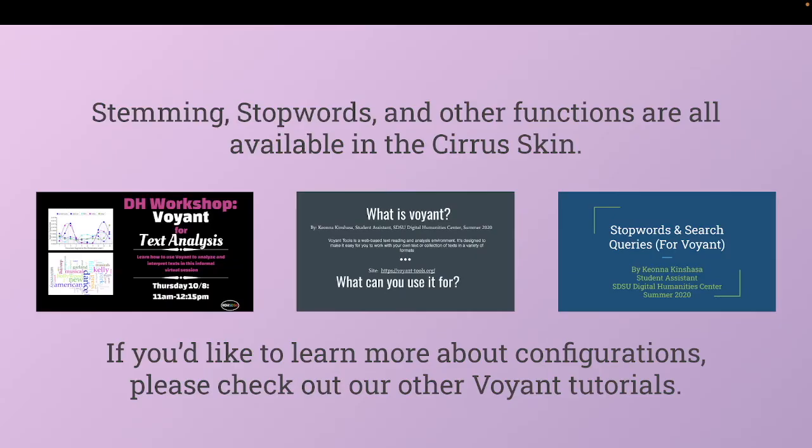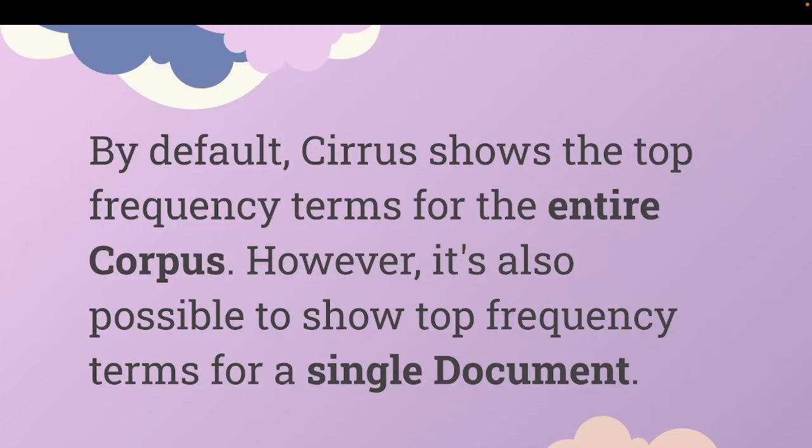Stemming, stopwords, and more functions are all available in the Cirrus Skin. If you'd like to learn more about configurations, please check out our other Voyant tutorials. By default, Cirrus shows the top frequency terms for the entire corpus. However, it's also possible to show top frequency terms for a single document.